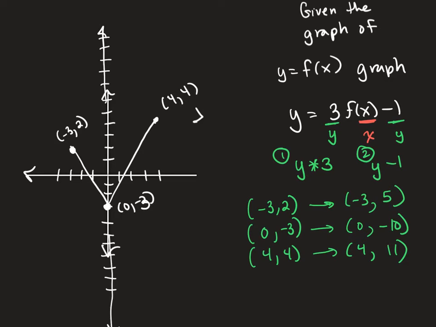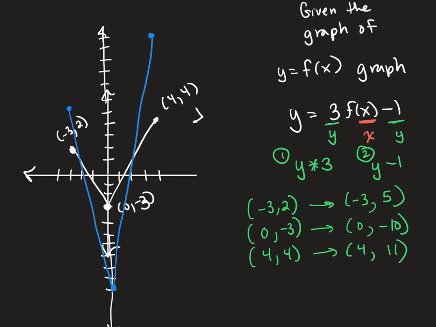So now I'll just plot these new points I have. I have (-3, 5), so negative 3, but 5 should be here. And then I have 0 and negative 10, which is down here. And then I have 4 and 11, which will be up here. So we have these 3 points now. These are my new points, so let us connect the dots. So that is my new graph.